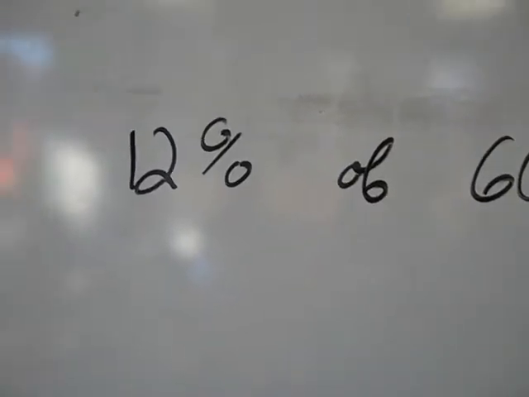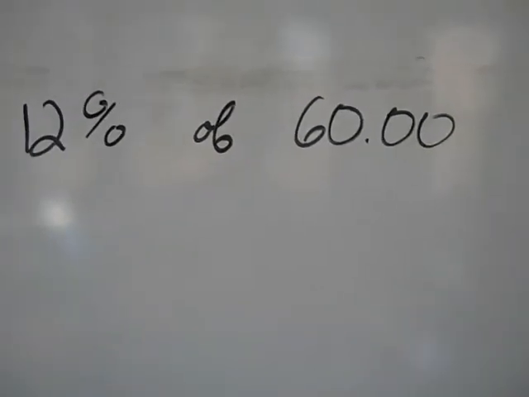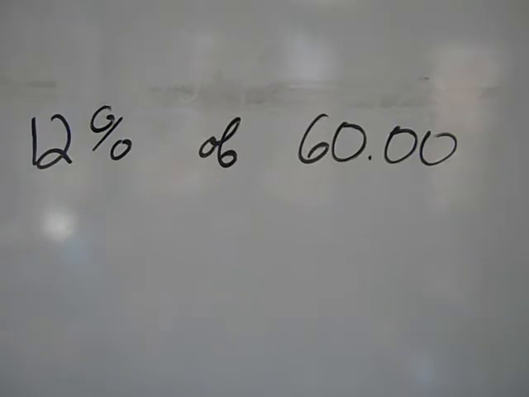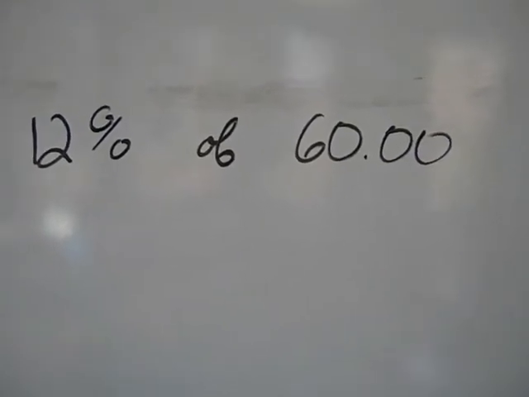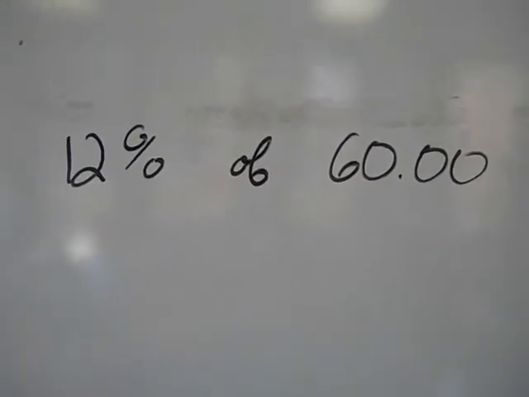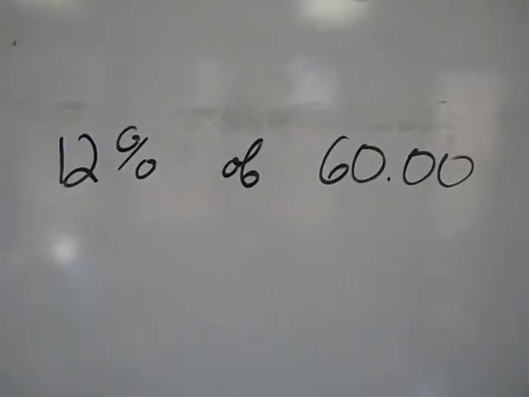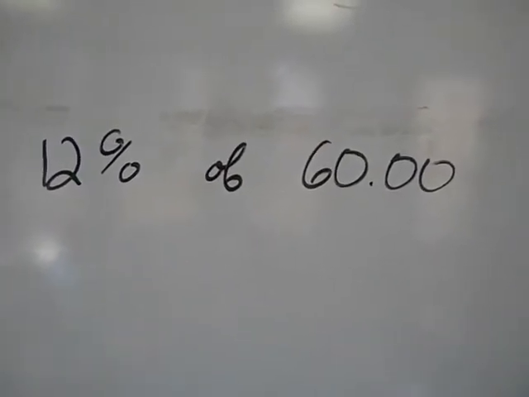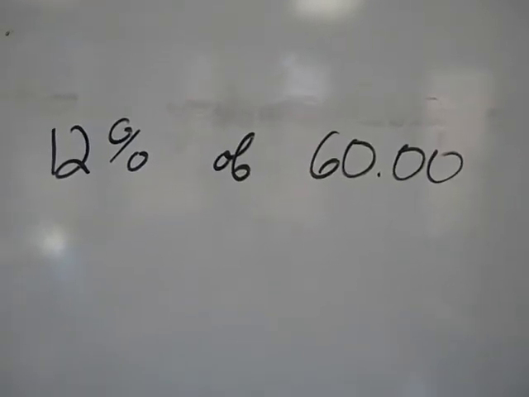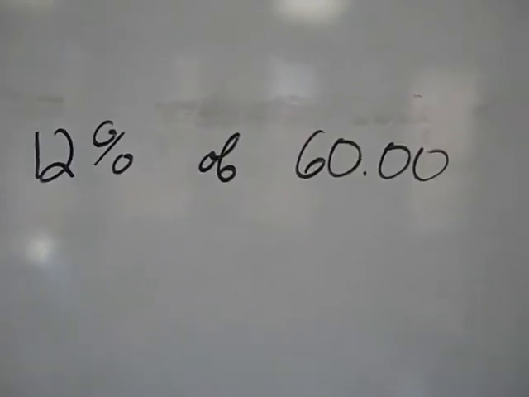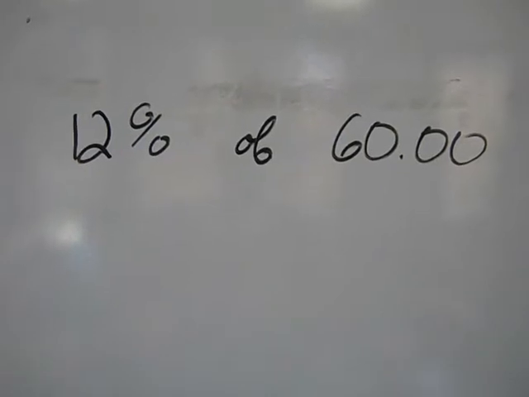Okay, this next problem is 12% of $60. Now it looks kind of scary. Okay. 12%, you can think of it as 12 cents out of a dollar. And that kind of helps because we're talking about $60. But I think the easiest way to do this is the way we estimate tip.